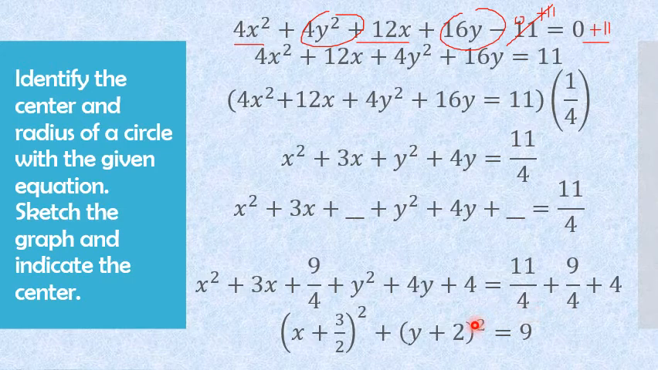Okay? So, basically, this is the equation na binigay as we transform the general form of the equation to the standard form of the equation. So, we can determine the center and the radius. Kasi, saan natin nakukuha yung center given an equation? Doon sa standard form of equation. So, the standard form of equation is quantity x plus 3 halves squared plus y plus 2 squared is equal to 9.